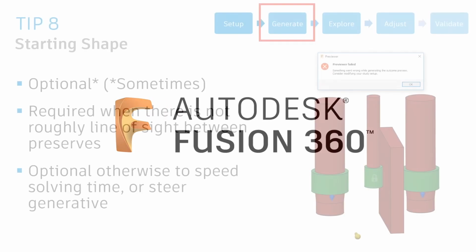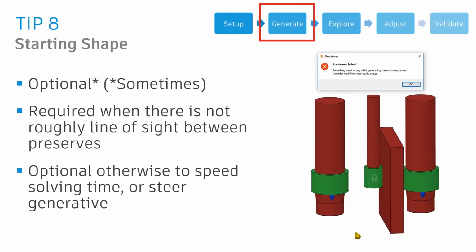A starting shape. Within generative design today, you don't always need a starting shape or existing geometry to start a solve with. Now, I say it's optional, with a note as well. It's optional, but sometimes you may need it. The situations where you may be required to use a starting shape are when there's not a clear line of sight between the preserves to connect within the solver. That will actually cause it to split off and not finish that solve.